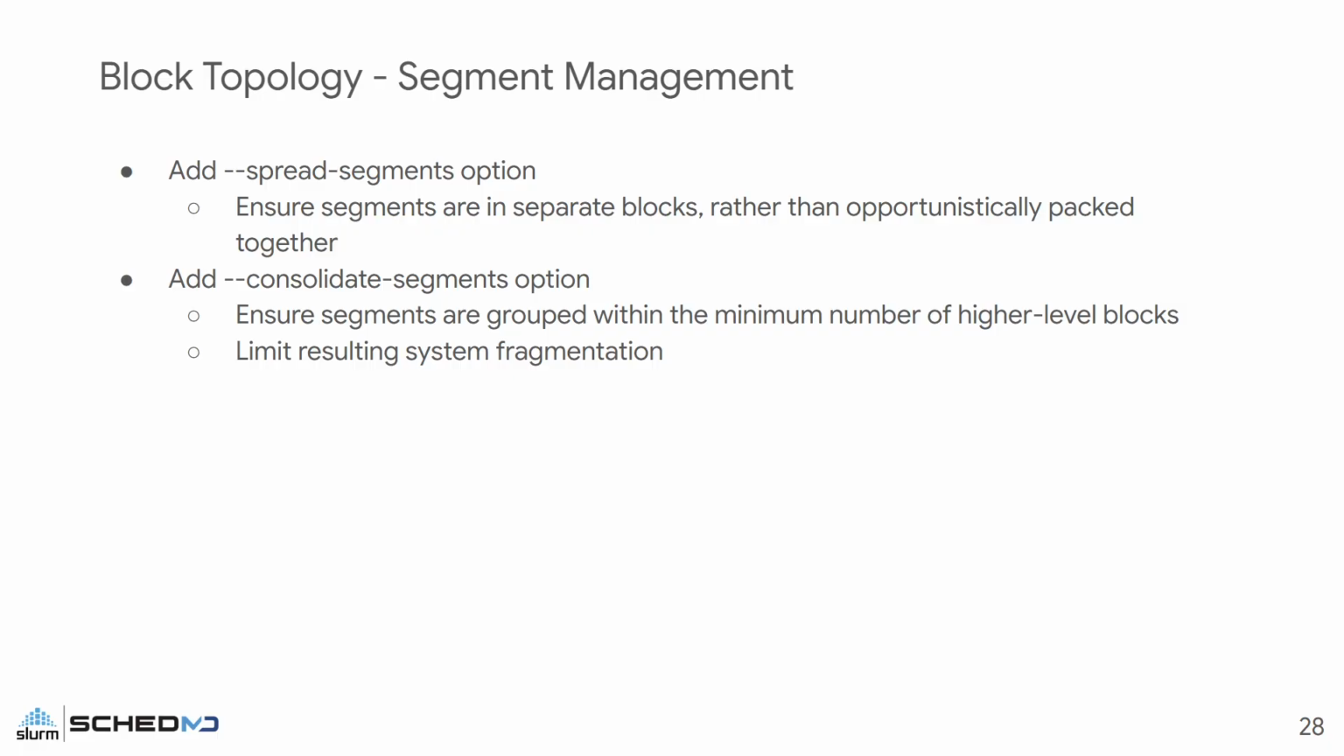Consolidate segments instead explicitly demands that the segments are grouped within the minimum number of higher level blocks that it can, to further limit system fragmentation and hopefully group them on a higher speed, higher interoperability part of the interconnect. To be clear, the default topology block behavior lives in between these two ends of the spectrum, where it's usually trying to consolidate the segments together, but it's not forced to do that consolidation. These options just give you some greater control over these behaviors.